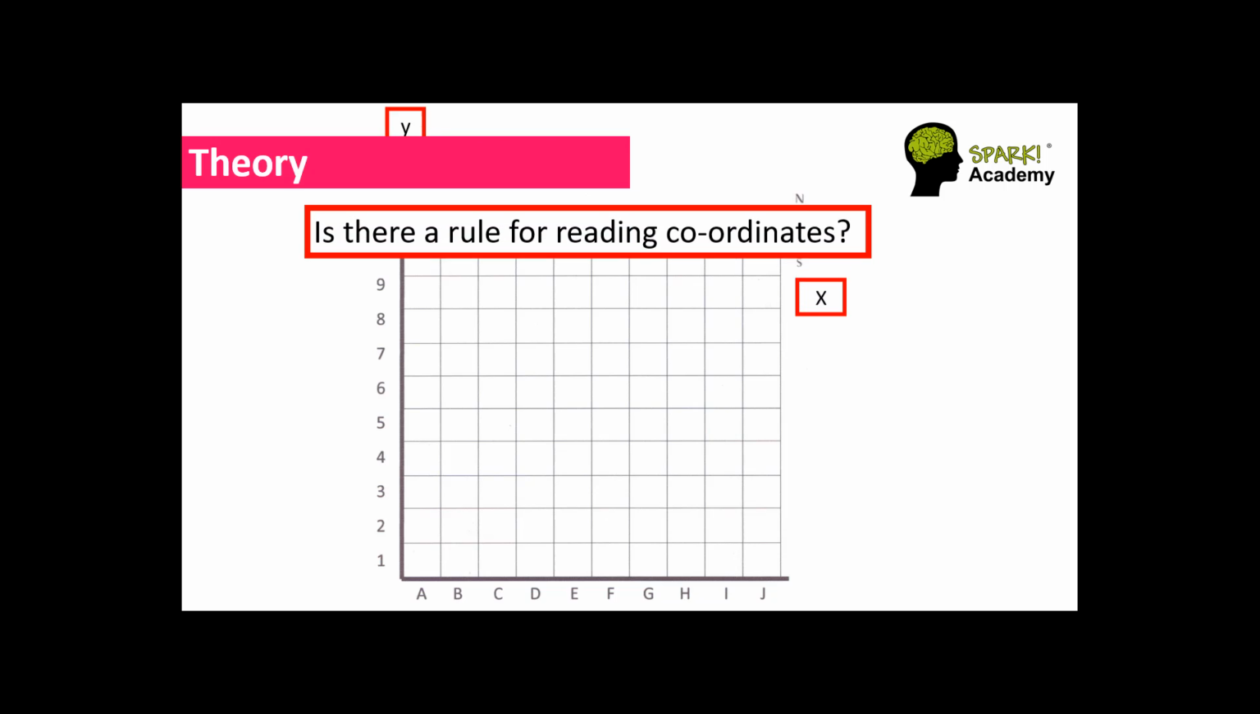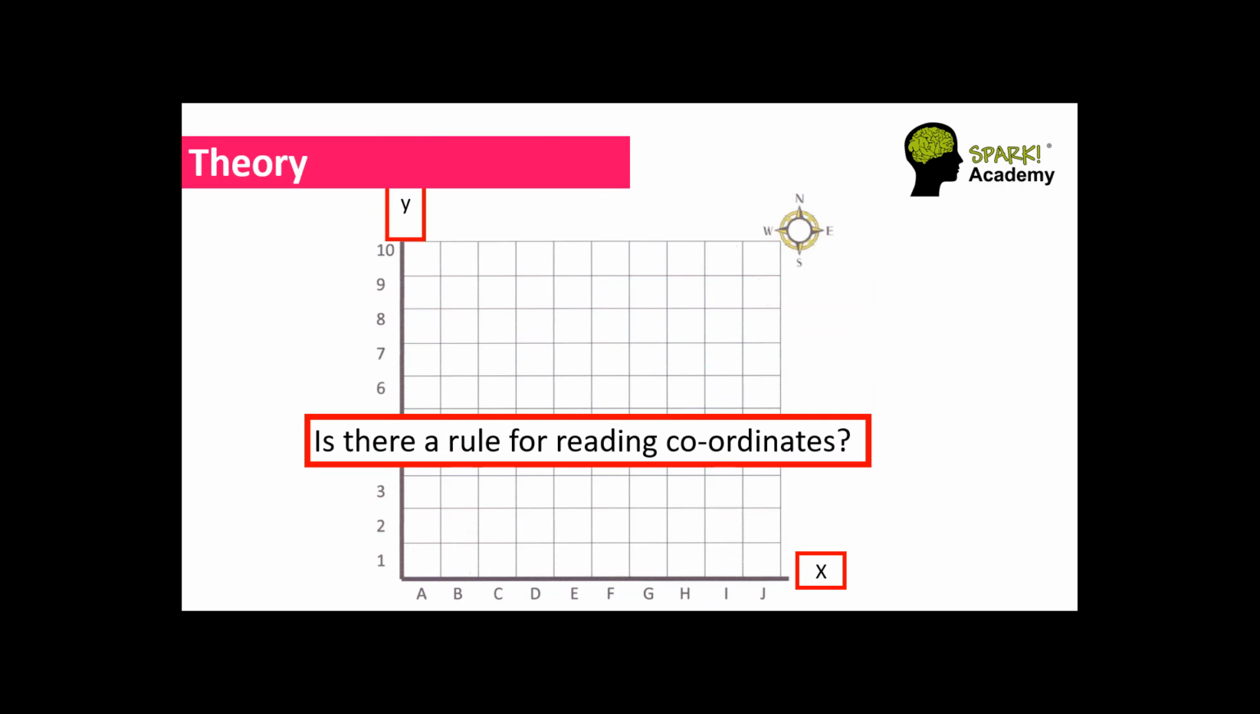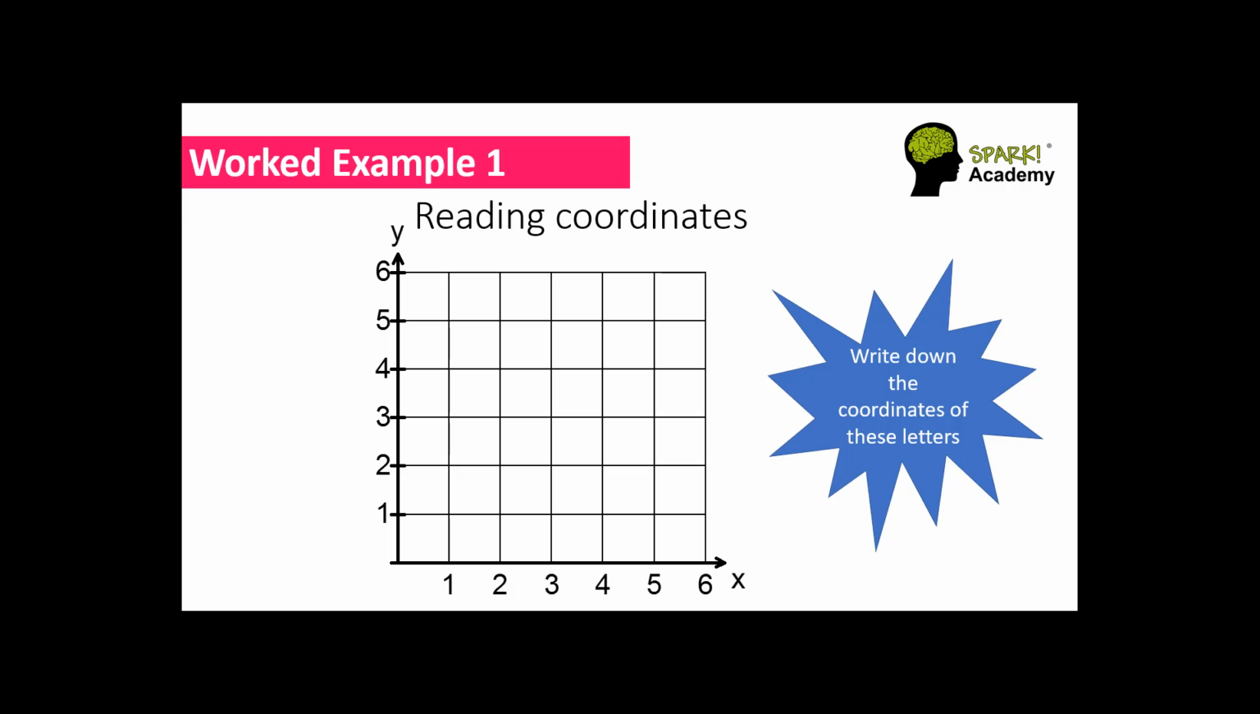Now let's think about how we're going to look at coordinates. So here we've got a grid, and on this grid we've got a y-axis, which is your vertical line, and then your horizontal line is your x-axis. Is there a rule for reading coordinates? Well, there is. The rule is go along the corridor and up the stairs. That's one way of remembering which order to do them in.